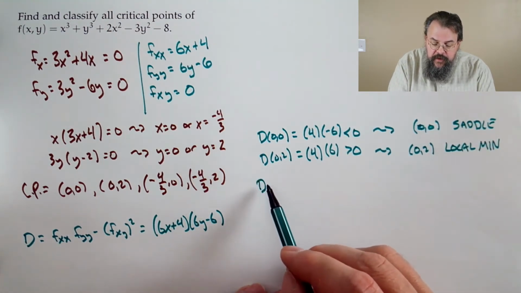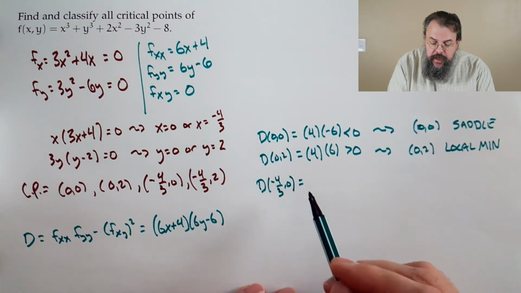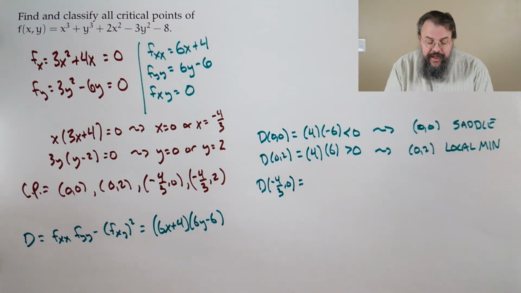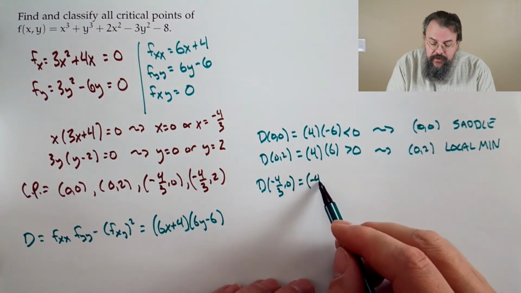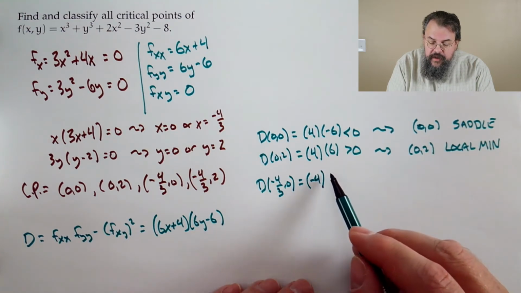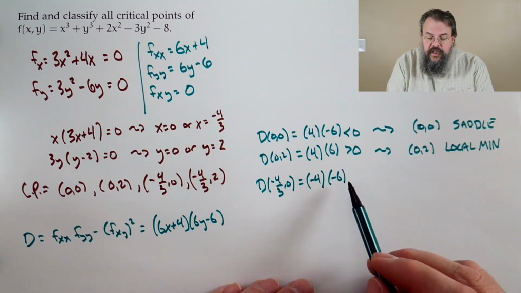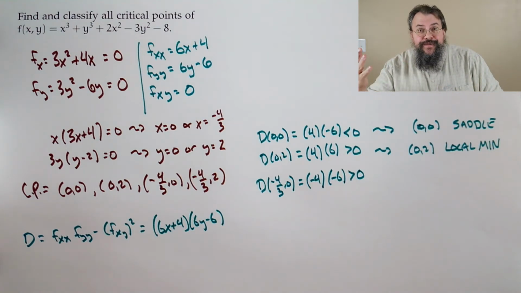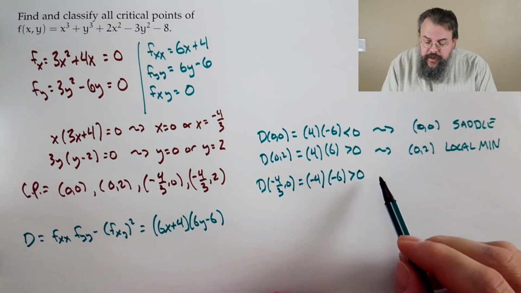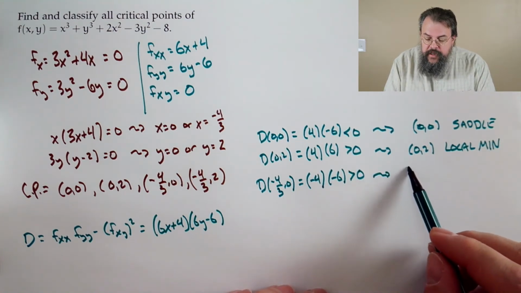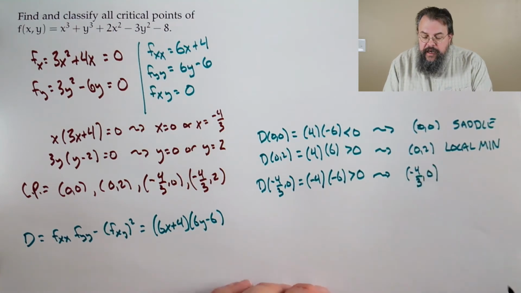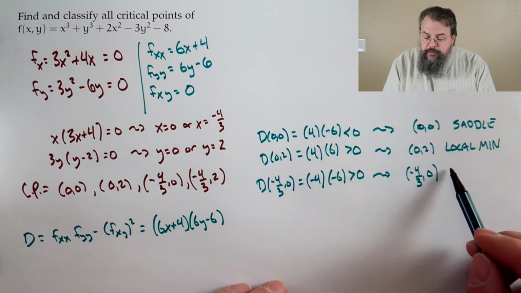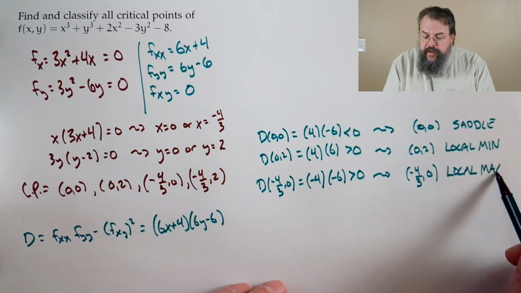All right. Well, how about this other point, (negative 4/3, 0)? What happens there? So, well, let's work it through. Negative 4/3 times 6 is negative 8, plus 4 makes a negative 4. And then, of course, 0 minus 6 is minus 6. Well, negative 4 times negative 6, that's positive 24. But we don't care about the 24-ness. We care about the positiveness. So the fact that it's positive, great. Now we have to go deeper. In our case, go deeper means what? Well, it means look at those fxx or fyy terms. We see that they're negative values. So that tells us that we're at our local max.